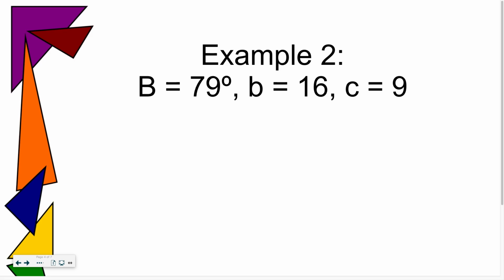All right, example 2. I'll let you guys solve. Let me know if you're having any questions with your calculator, or if you need an idea of where to start. This is going to be angle B is 79 degrees, side B is 16, and side C is 9.